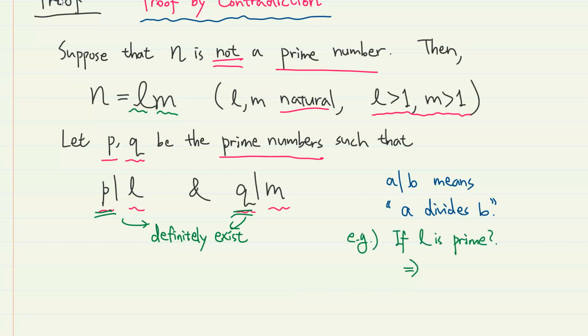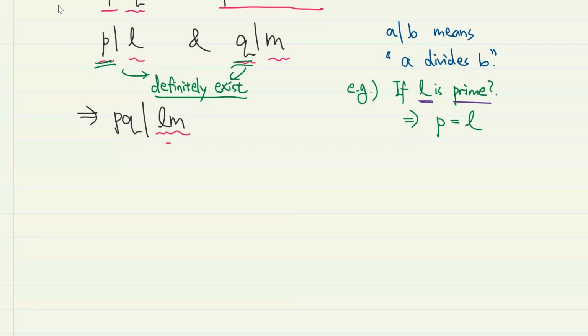For example, even in the worst case, where L itself is a prime number, so that L cannot be divided by any natural numbers less than L, we still have p as L itself. So yes, they do exist. Then pq divides Lm, and since Lm equals n, this means pq divides n, so pq must be less than or equal to n. This is the range of the product pq, and now we have to think about the individual range of p and q.